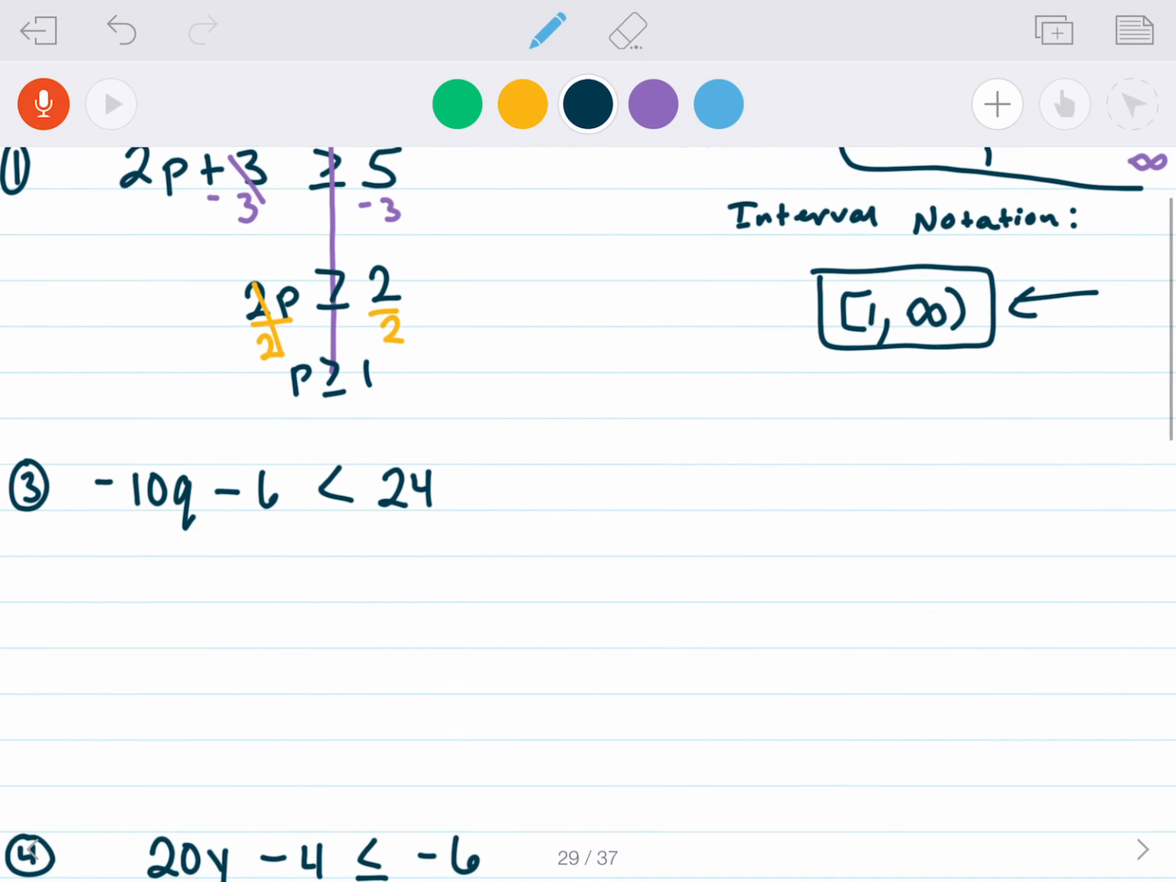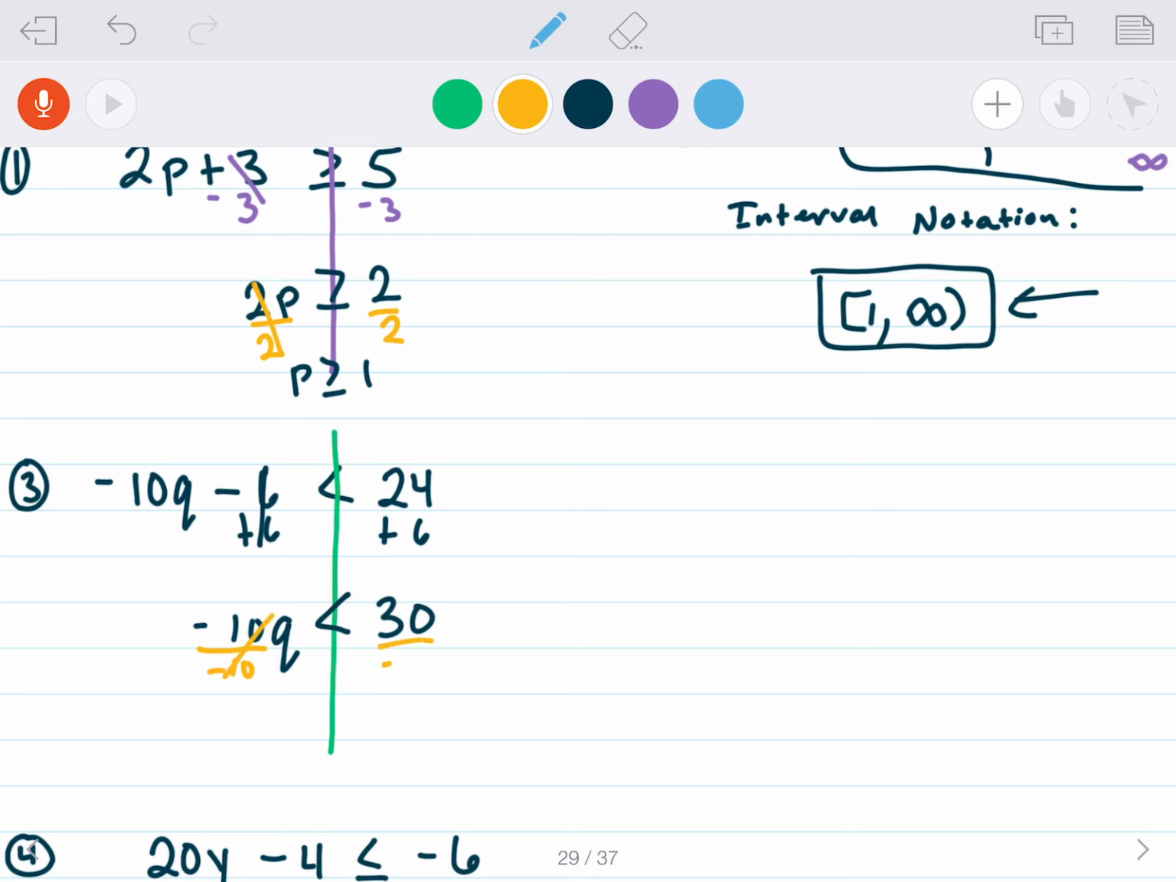All right, let's do the next one. So let's go ahead and draw my line through the inequality sign. I want to isolate Q. So on the left, the first thing I'm going to do is add 6 to both sides to give me -10 times Q is less than 30. Okay, now I'm going to divide by -10 to get Q alone.